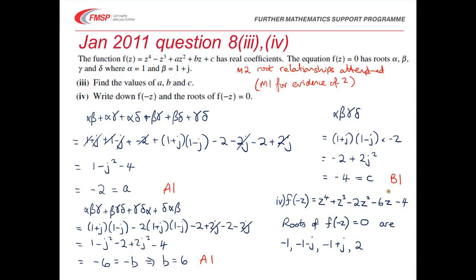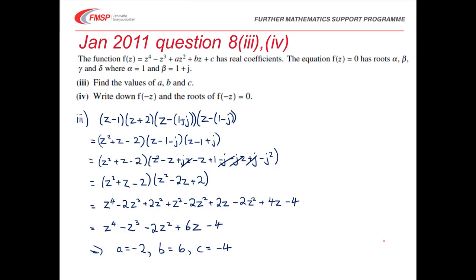C you don't need to do any working for, that's just getting that answer, 1 plus j, 1 minus j, multiplied by minus 2. There is for this one a special case follow through from your second real root. For part 4, there is B1 mark follow through, and it must be simplified, and B1 correct answer only for all 4 roots.